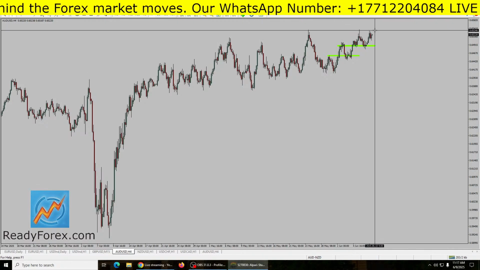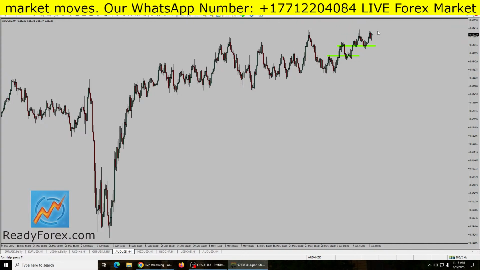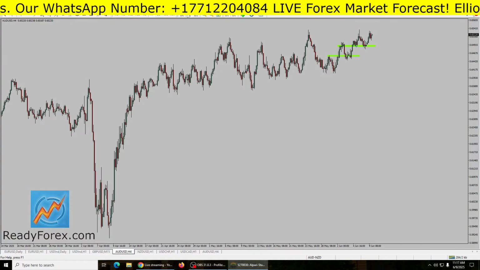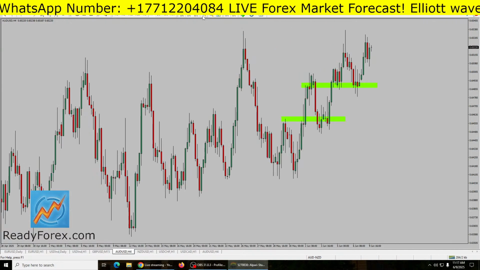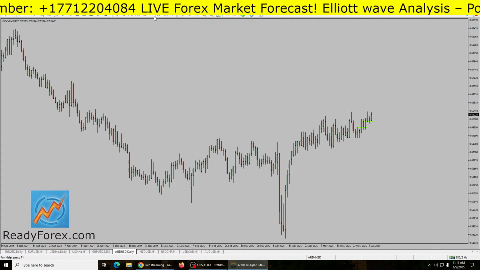And I do expect a false breakout. The false breakouts, they're quite common in the forex market. So as far as the analysis is concerned, I expect further upside inside AUDUSD currency pair.